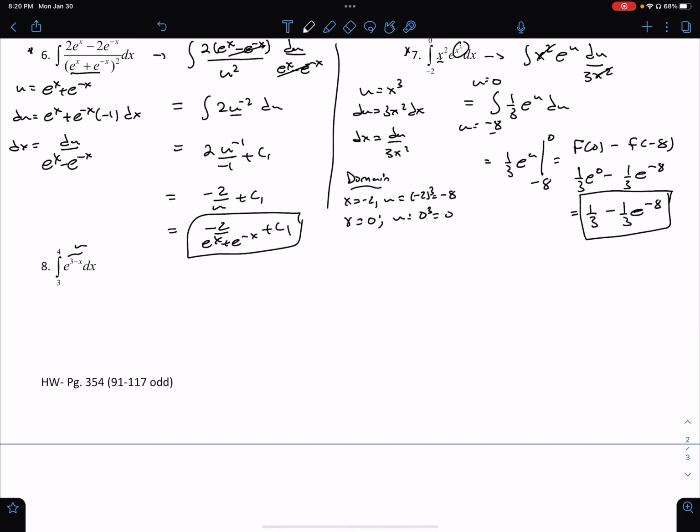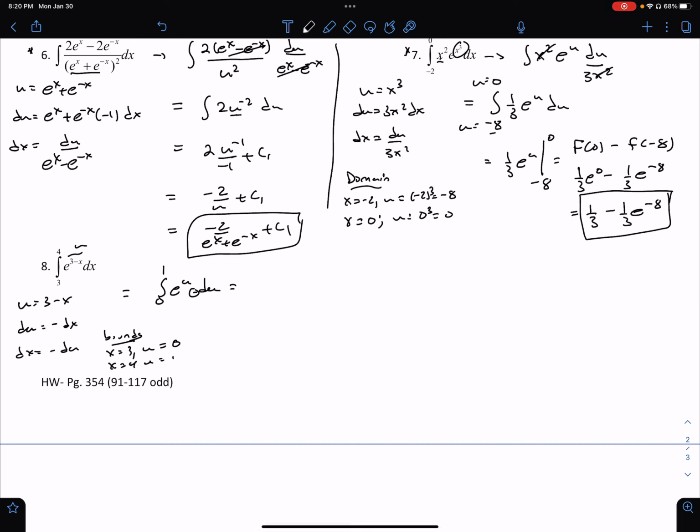Let your u be your exponent. U is 3 minus x. Du is negative dx, so dx is negative du. When we rewrite it, we're going to get e to the u, negative du. And I'm going to go and change my bounds here. When x is 3, u is 3 minus 3 is 0. And when x is 4, u is 1. So we're going from 0 to 1.